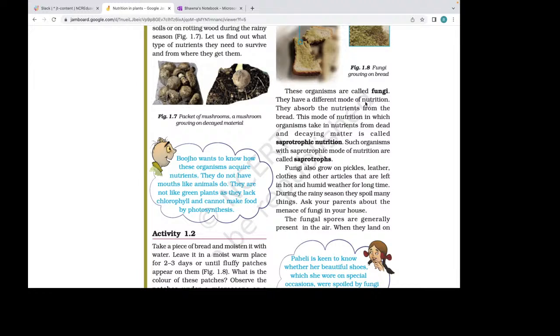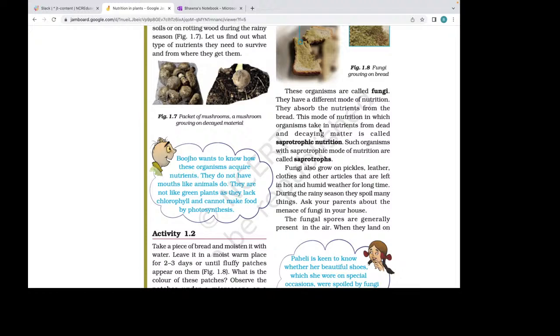सो बेसिकली जिस चीज़ पर ये फॉर्म होते हैं उसी से ये अपना न्यूट्रिशन ले लेते हैं. In this case, this mode of nutrition in which organisms take in nutrition from dead and decaying matter is called saprotrophic nutrition. So basically खाना ख़राब हो गया है, bread ख़राब हो गई है, तो you can call it dead and decaying. So जो organisms इस तरह की matter से अपना nutrition लेते हैं इसे बोलते हैं saprotrophic nutrition.